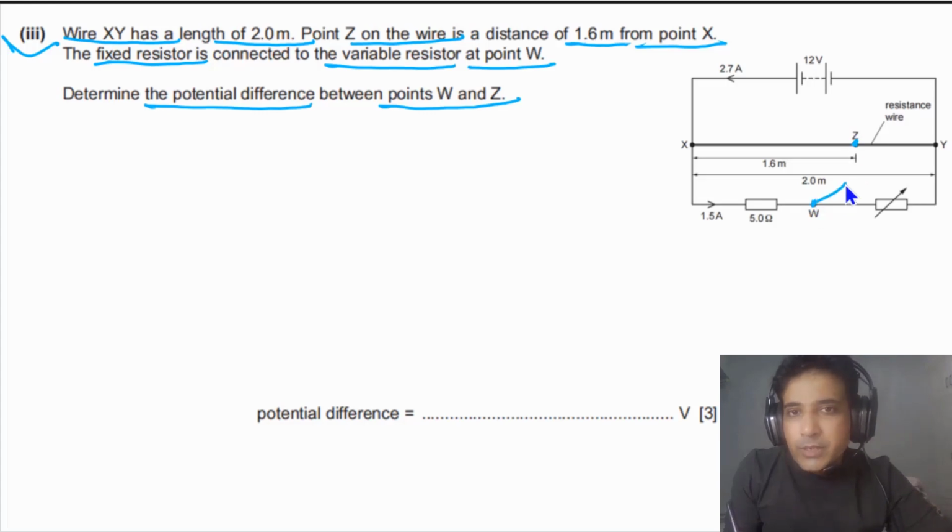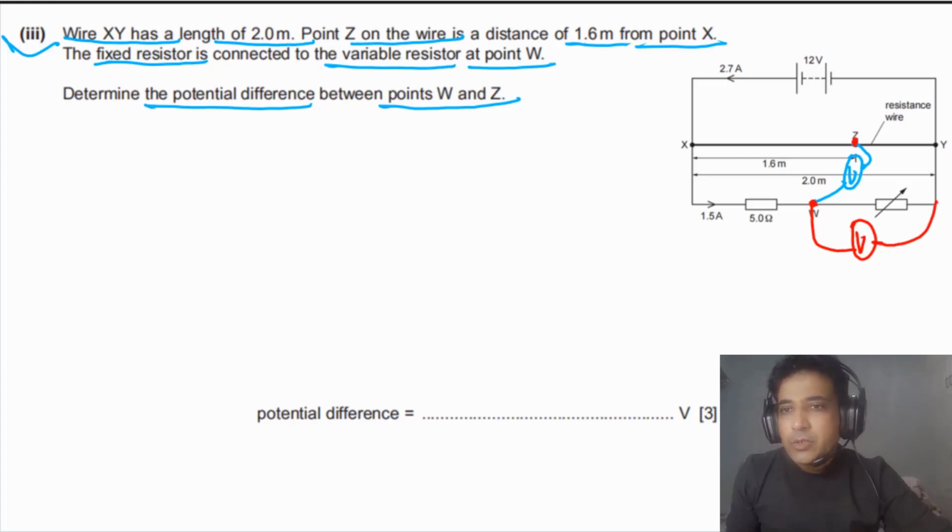It simply means if you connect your voltmeter between these two points, the question is asking what the reading on this voltmeter is. And we can find that if we have the value of potential at point W and the value of potential at point C. To find the potential at point W, we can connect a voltmeter across this variable resistor. Then we can find the potential difference across it, because we have the current, which is 1.5 amps, and the resistance of this resistor we have just calculated, which was 3.0 ohms.